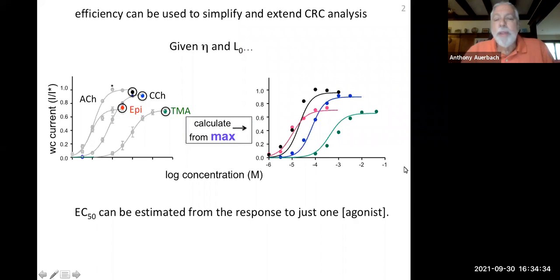Let's talk about what efficiency is good for. One thing it can be used for is to simplify and extend dose response analysis from the green and pink equations. If you know N and you know L0, then you can use efficacy to compute affinity and affinity to compute efficacy. You can use L2 to compute KD, and from KD you can compute L2. Now it doesn't save you any free parameters because you need to know efficiency.